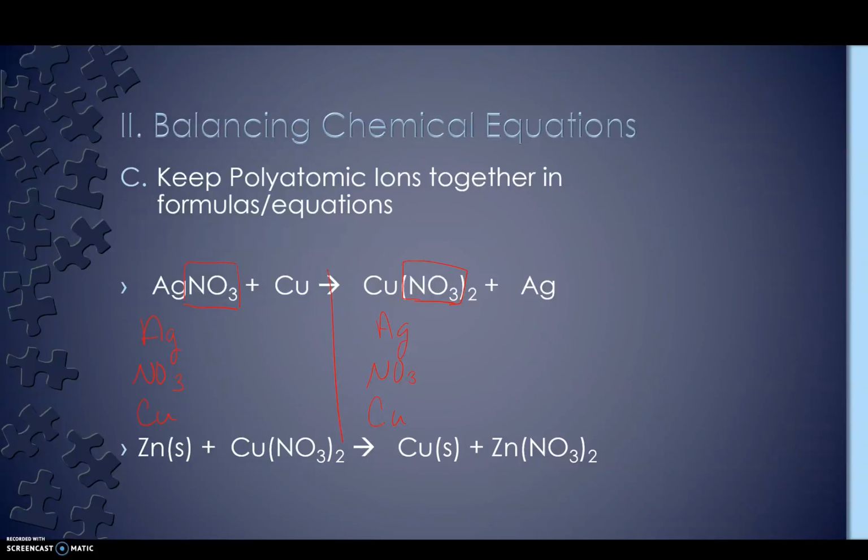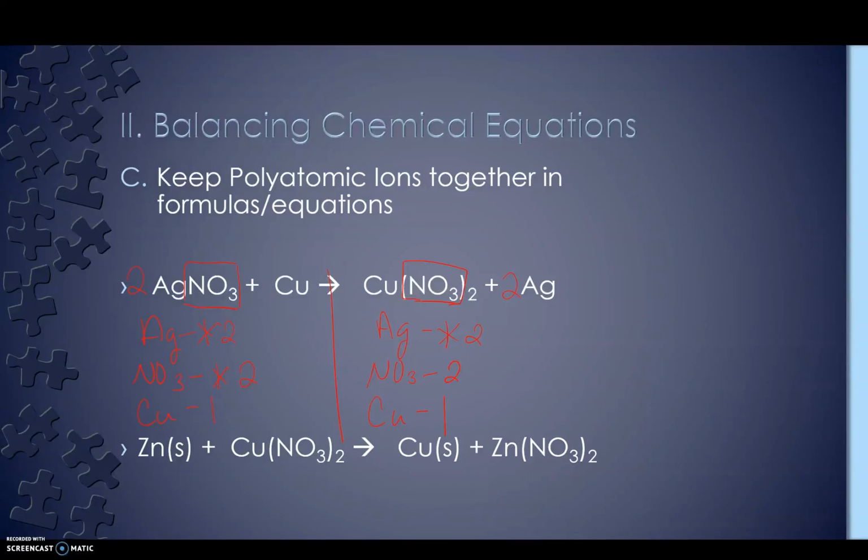On our reactant side, we've got 1 silver, 1 nitrate, 1 copper. On the product side, we've got 1 silver, 2 nitrates, 1 copper. Because the only difference here is the 2 nitrates on the product side versus only 1 on the reactant side, I'm going to give it a coefficient of 2. Switch our silver, come back over here, give it a 2, and everything else is balanced.